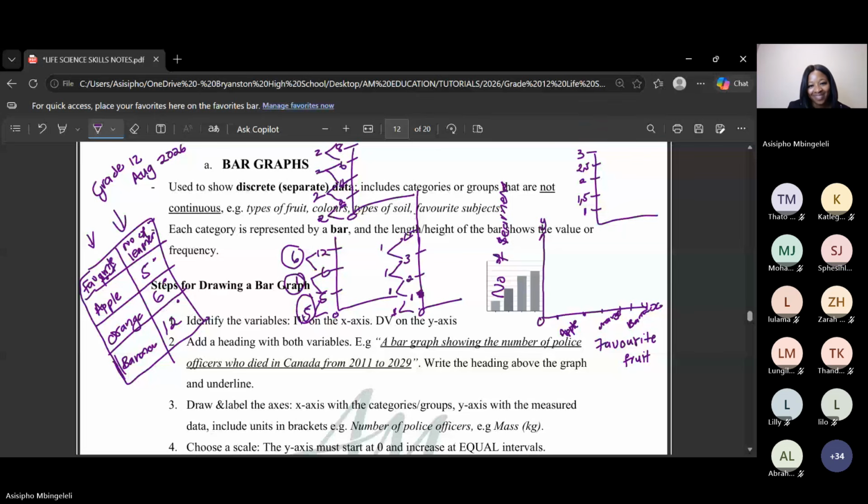Can I get someone to explain why it's not correct? Is it Jaden? Ma'am, why is it not correct? Let's get someone to explain, guys. My scale is not correct. Someone, is it Asisipho speaking or Jaden? I can't hear, or Asisipho?